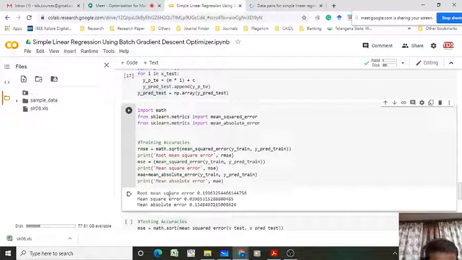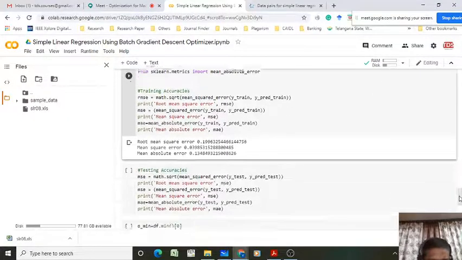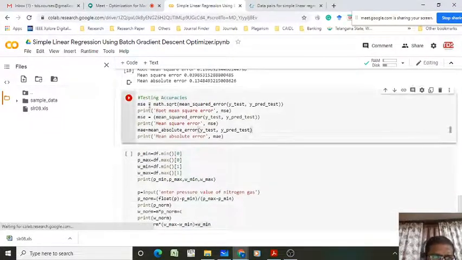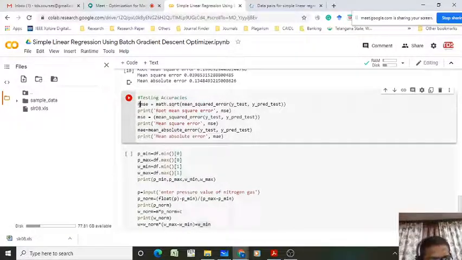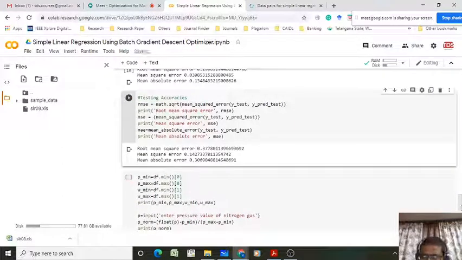Now these are the root mean square error value, mean square error value and mean absolute error value. And now on the testing data set, again it is RMSE and here also RMSE. Run it. Right, these are the testing metrics.